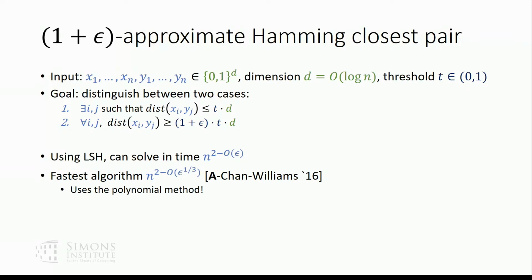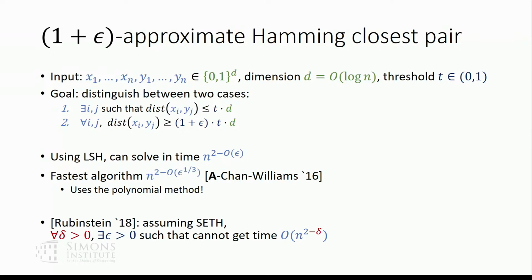And actually, this algorithm uses the polynomial method. So this maybe gives some insight into why the polynomial method should be helpful for attention. We're reducing closest pair to attention, and the fastest algorithm for closest pair uses the polynomial method. So maybe this gives a hint that the polynomial method should also be helpful for the attention problem.